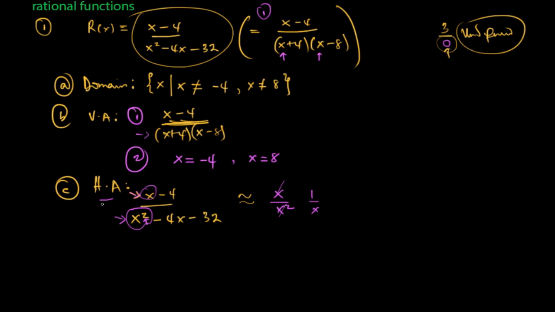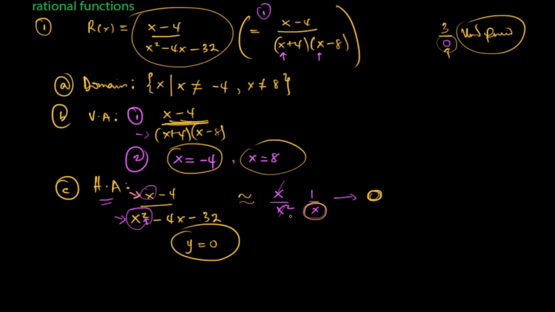Since the definition of the horizontal asymptote is what the rational function tends to as x tends to infinity, as x becomes very large, like 1 million, 1 billion, you'd observe that 1 divided by x tends to 0. So this is your horizontal asymptote. That is, the horizontal asymptote is y equals 0, while the vertical asymptotes are x equals -4 and x equals 8.